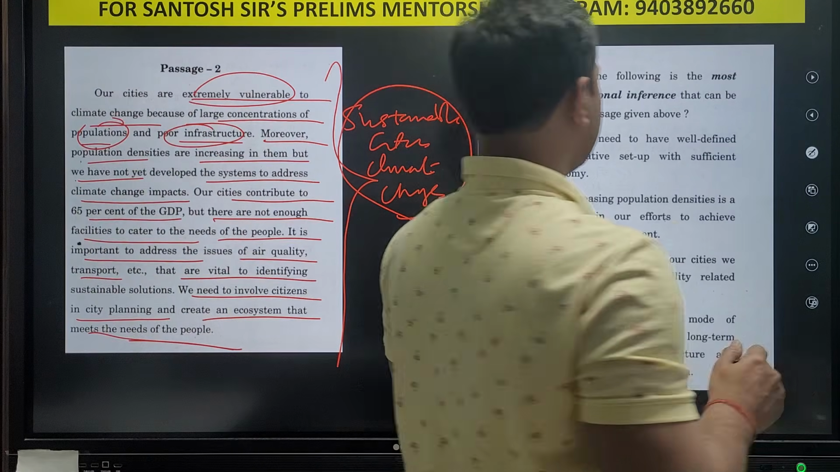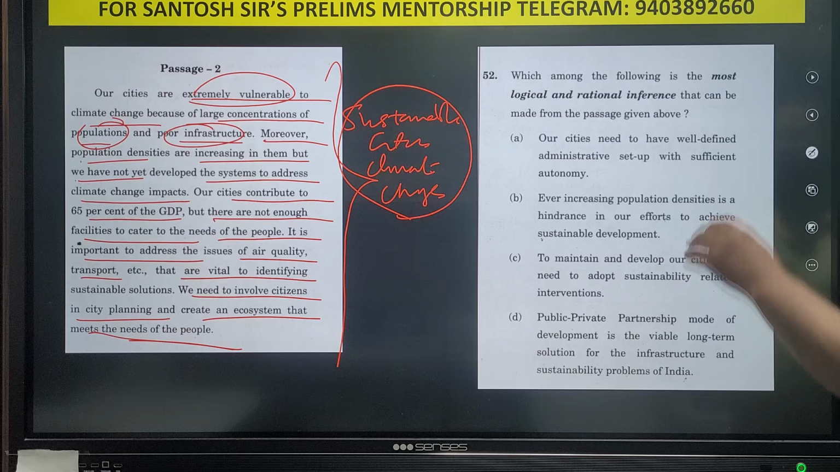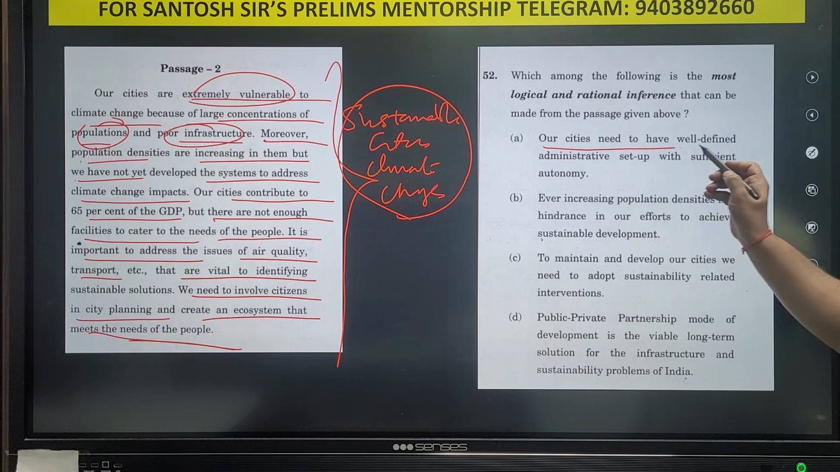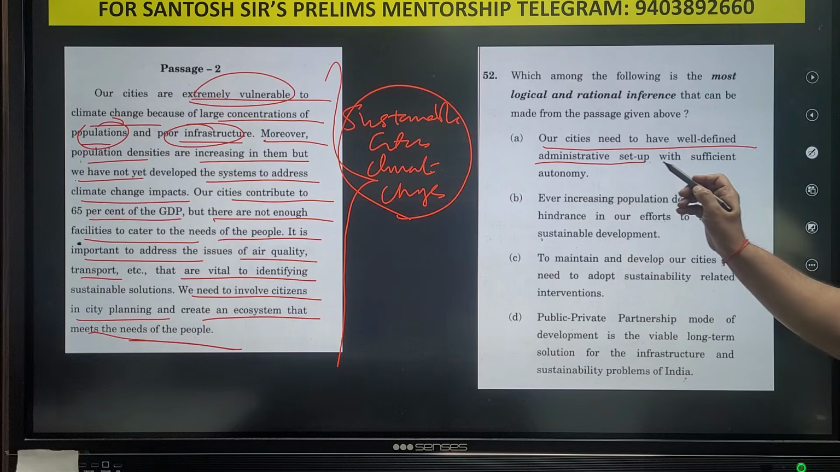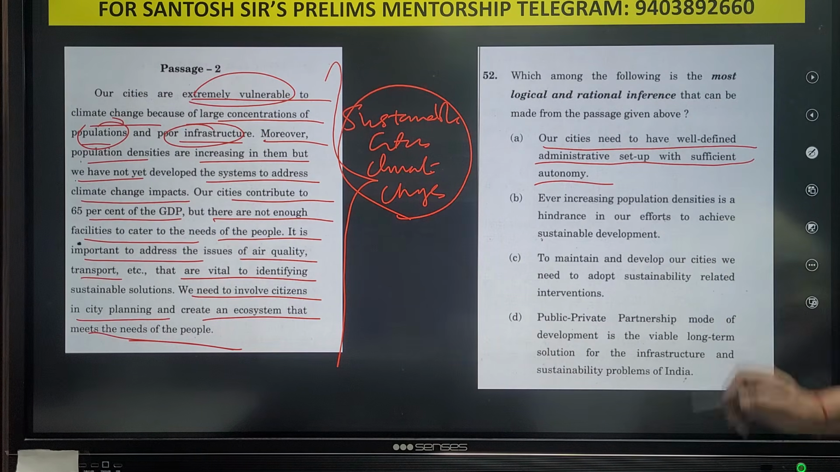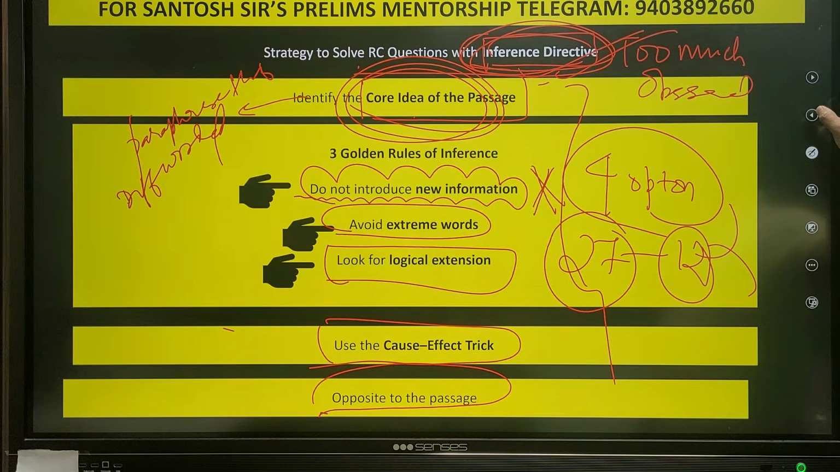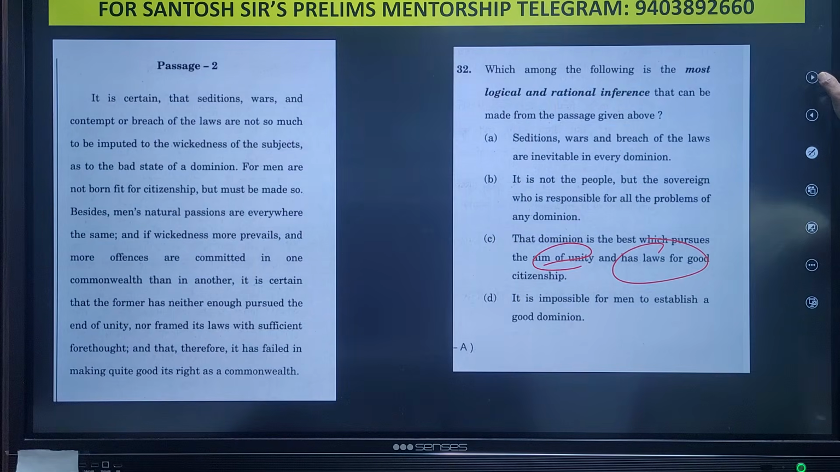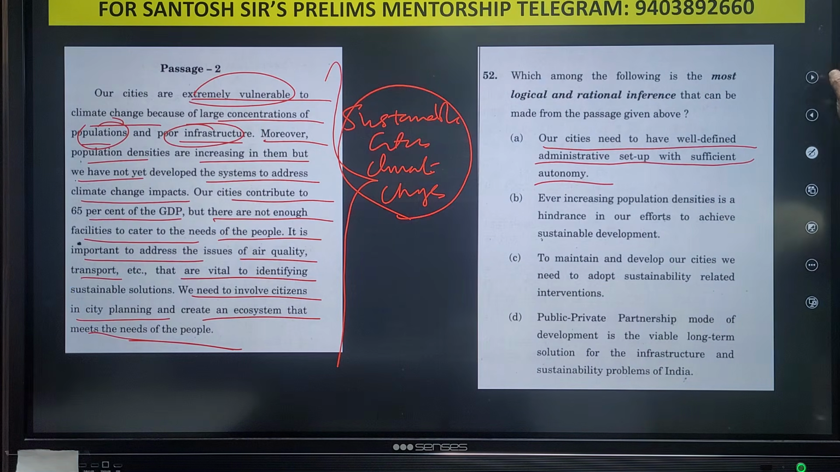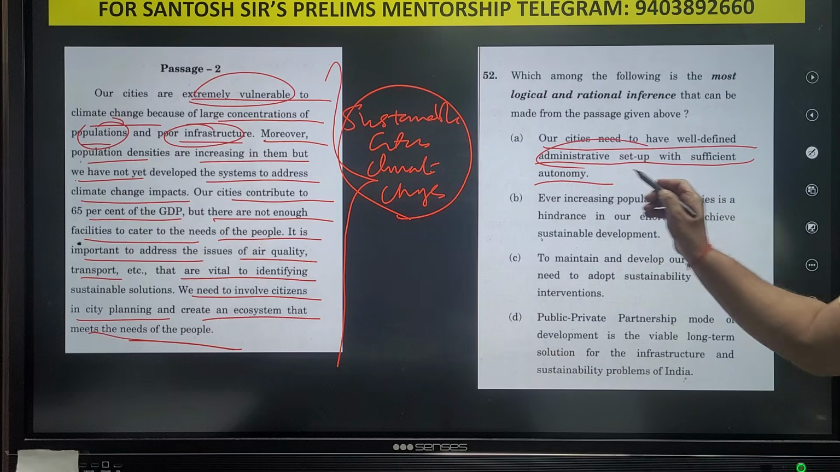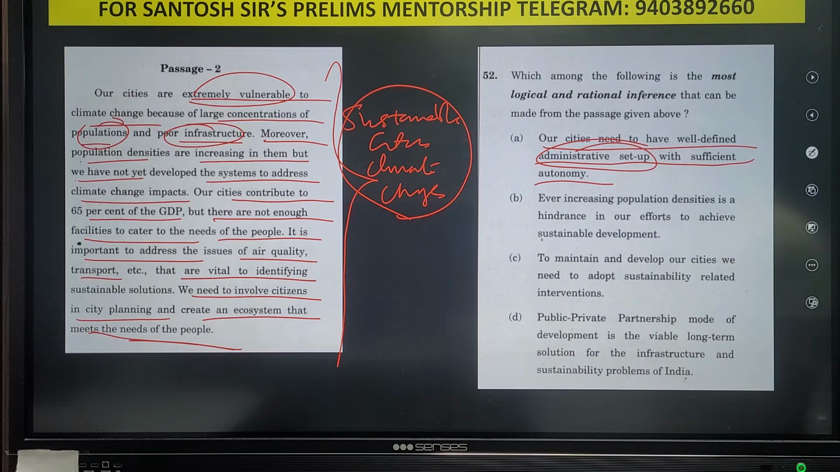Now let us read the logical inference question. Which of the following is the most logical and rational inference? Our cities need to have well-defined administrative setup with sufficient autonomy. Guys, this is what I was telling you, that the rule which says that extra or new information which is not given in the passage will definitely be incorrect. If you see, the passage is not talking about a new administrative setup. It is not talking about autonomy.